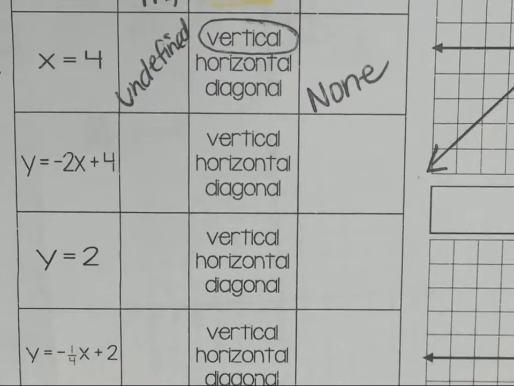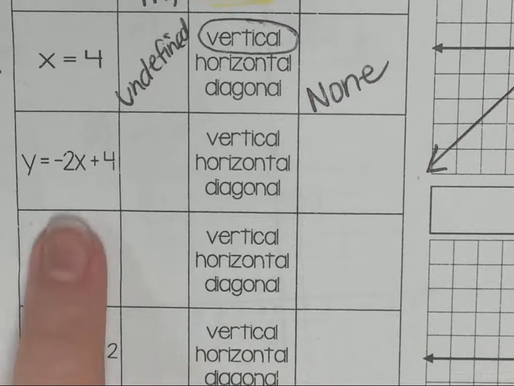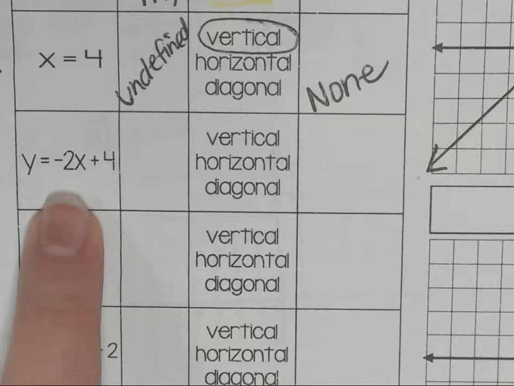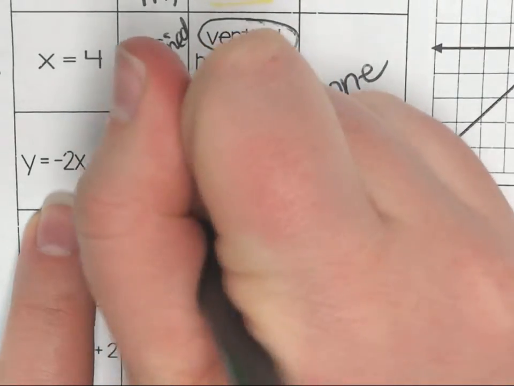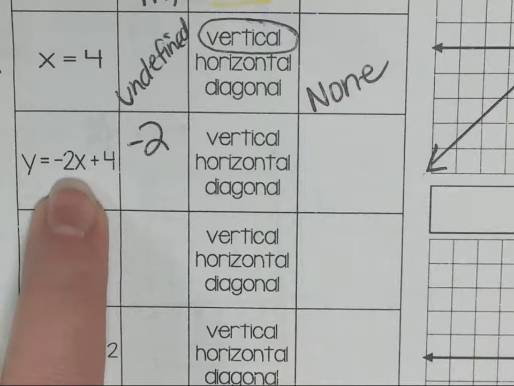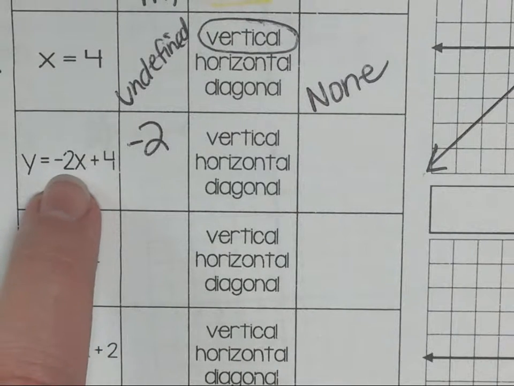Okay. So guys, next one. We have 2 more on this paper that we're going to do. So y is equal to negative 2x plus 4. What's the slope? Negative 2. Why do we know it's negative 2? It's in front of the x. Very good. m is the slope. It's attached to the x.